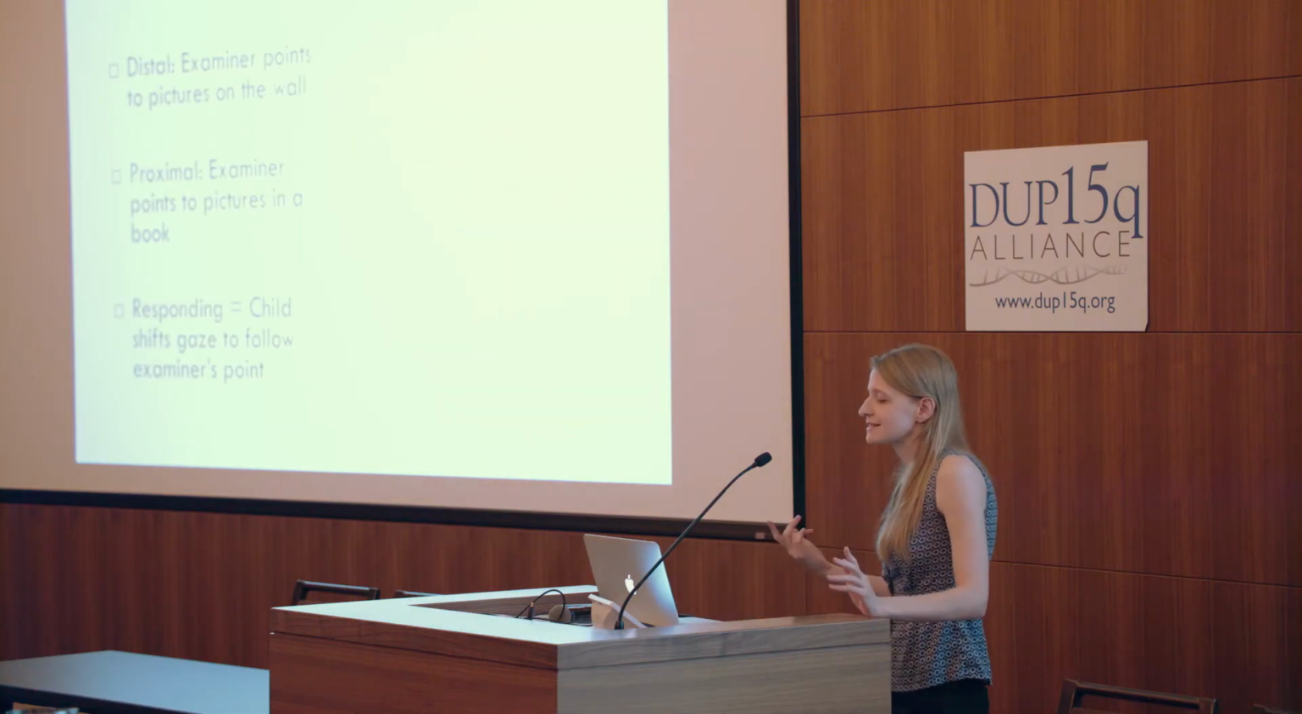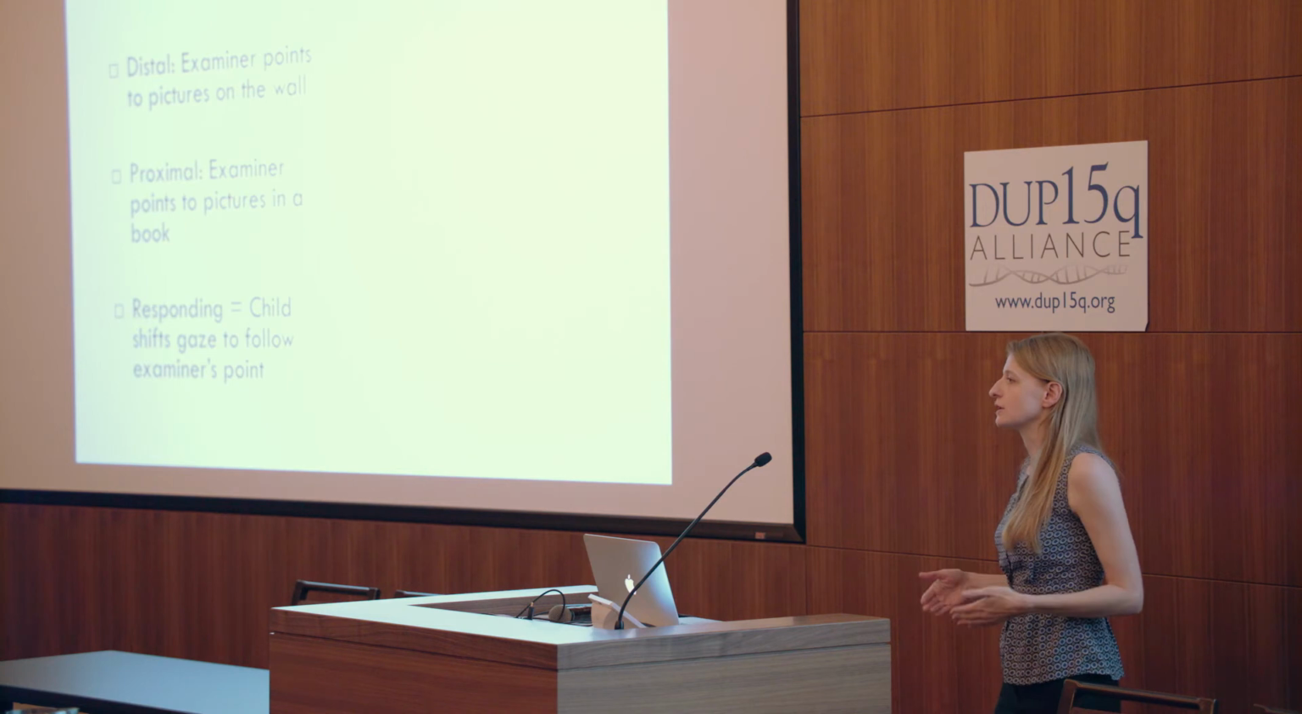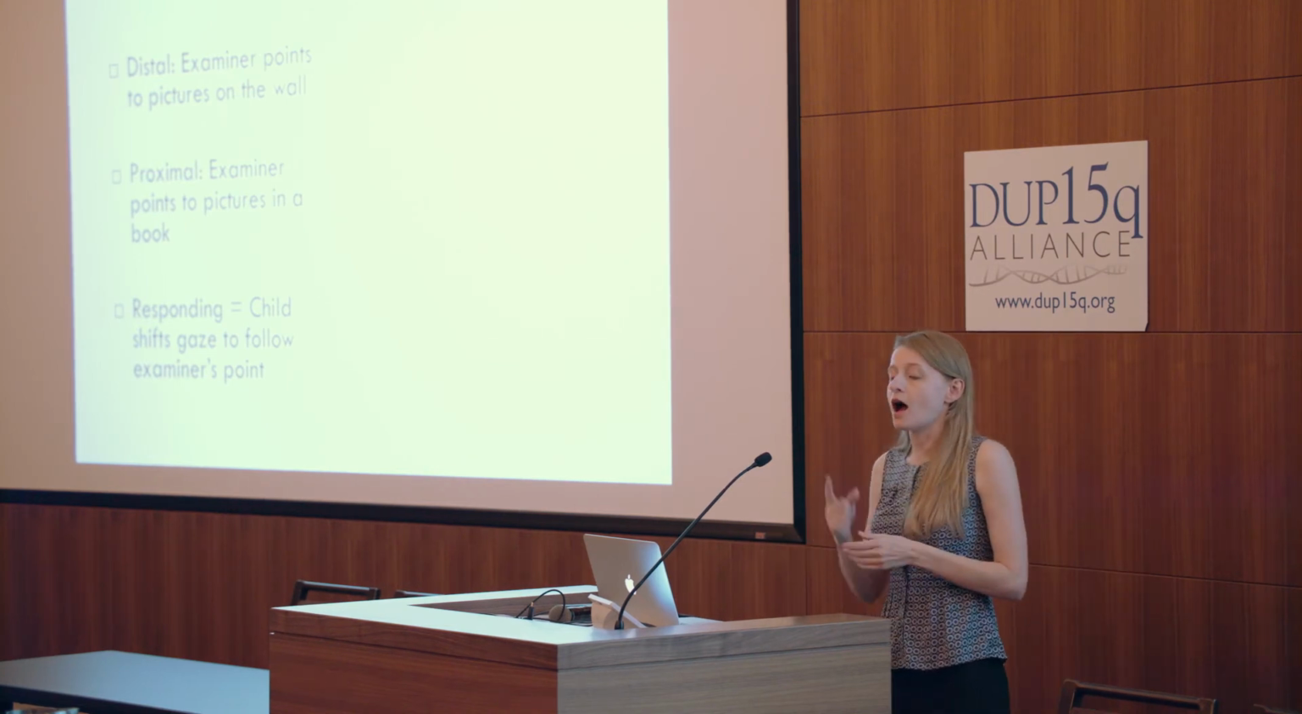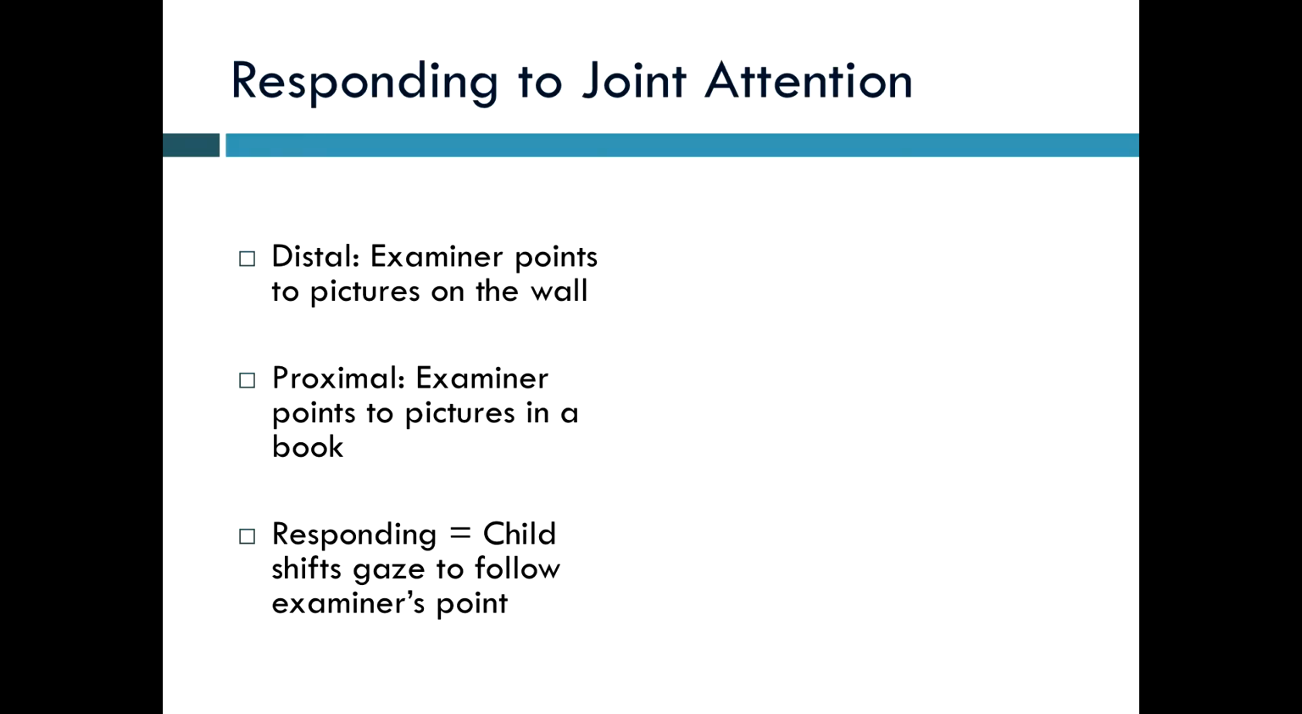And I was curious to see, there are two responding to joint attention conditions on this assessment. One where I point to pictures on a wall, so the distal points, and say, Kelsey, Kelsey, look, to see if she shifts her gaze to where I'm pointing. And the other is a proximal pointing condition where there's a book on the table, and I point to one of the pictures on the opposite page to see if she shifts her gaze. So obviously, motor-wise, it's a lot easier to shift your gaze in the proximal condition than to get up and look where I'm pointing on the wall.